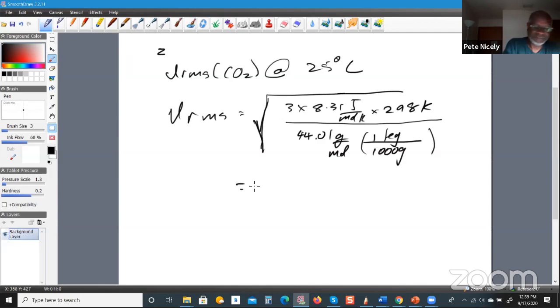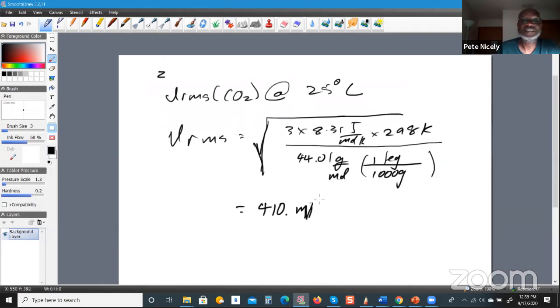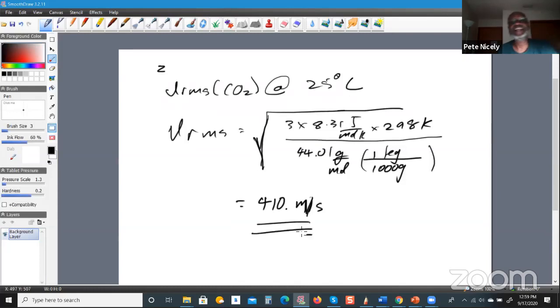So let me do this on my calculator: 3 times 8.31 times 298 divided by 0.0441, then find the square root. According to my calculations, the root mean squared speed of carbon dioxide at 25 degrees Celsius, to 3 sig figs, is equal to 410 meters per second. And that's basically how you do that.